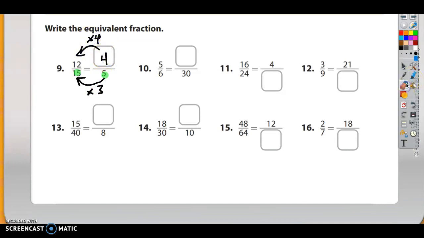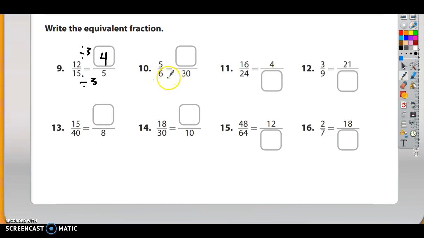I guess the other way to think about it might have been better for me to teach you this right here. How do I get from 15 to 5? I divide by 3. So if you divide that term by 3, you divide this term by 3. So I'm going to get 4. Either way, the answer is 4, whichever way you think about it. So let's go to number 10. It's like the exact opposite of simplifying.